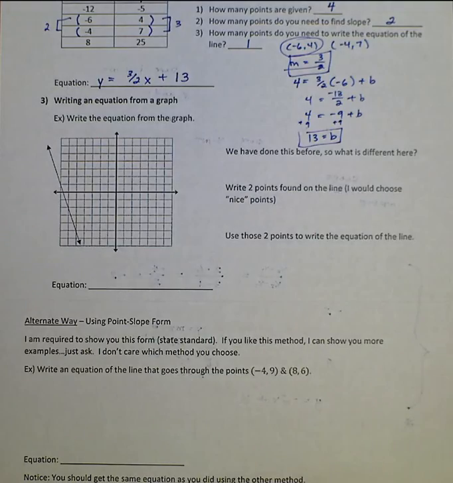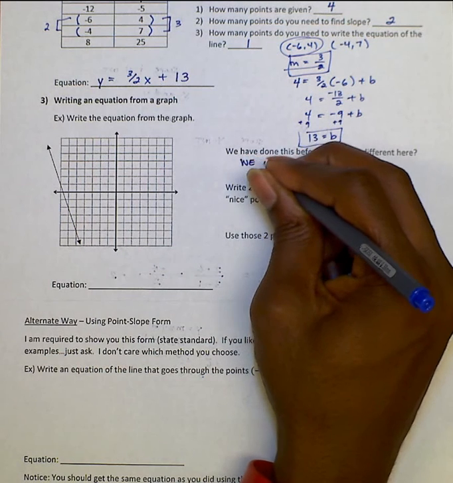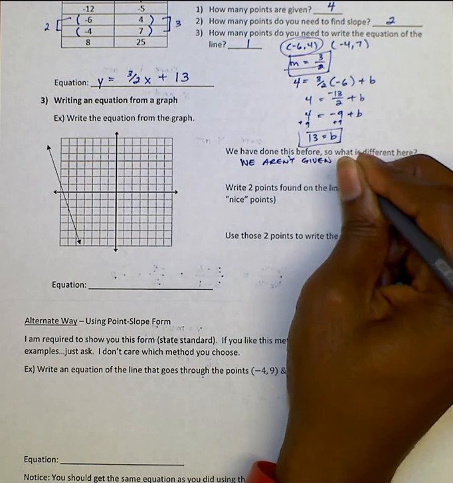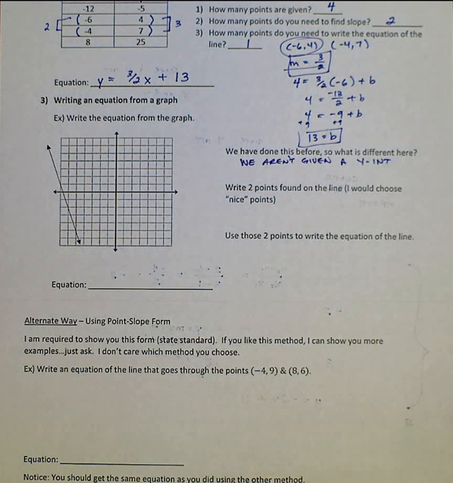Okay, so we've written our equation from 2 points, and written our equation from a table. Let's write the equation of a line from a graph. Okay, we've done this before, so what is different here? The difference here is that we aren't given a y-intercept. Notice that before we had a y-intercept visible to us, and we could just pick it off the graph.